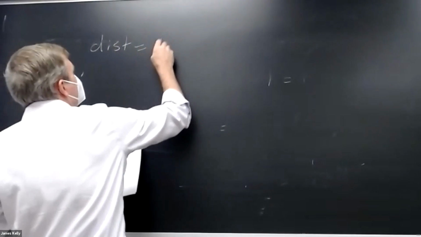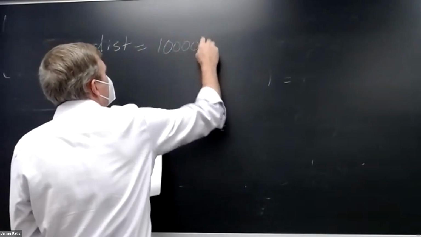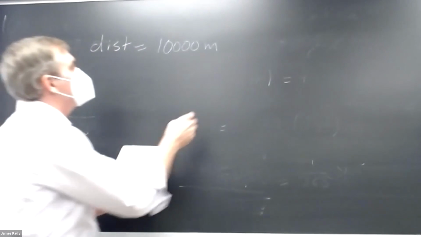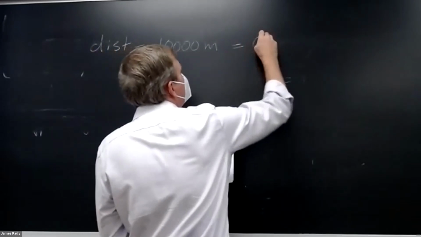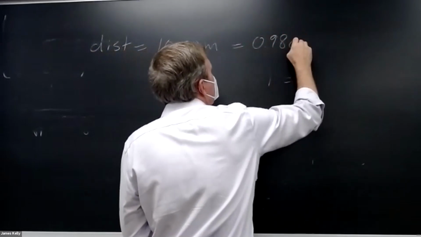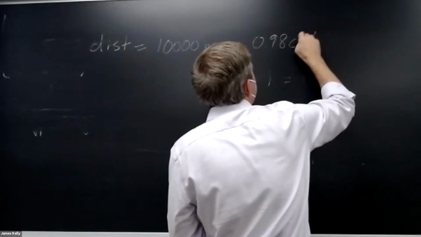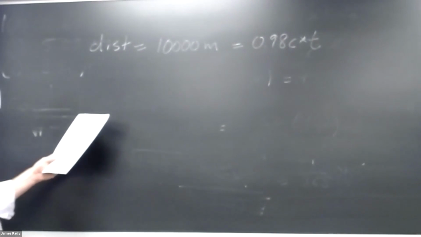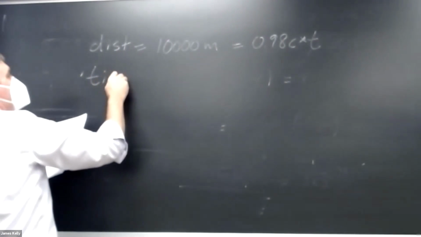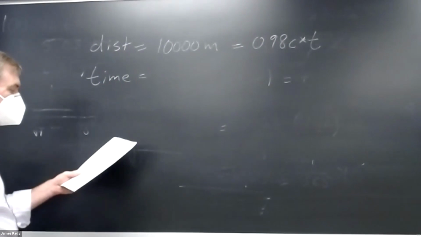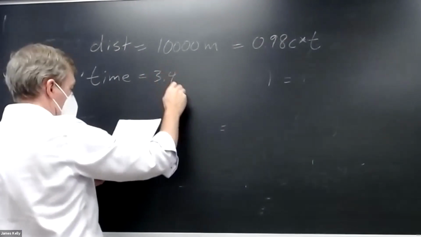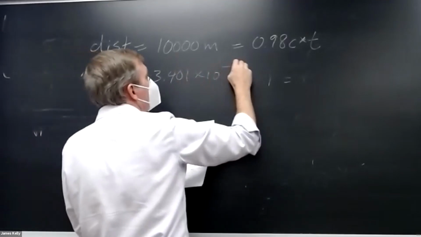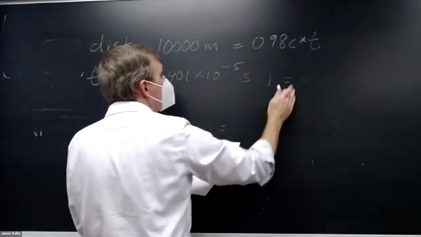Let's write that as 10,000 meters, maybe, right? Using distance equals speed times time, 0.98 c times t, I could solve for t and put in the numerical value for c in meters per second, and we would get the time it takes them to reach from the upper atmosphere to Earth is 3.401 times 10 to the minus 5 seconds.